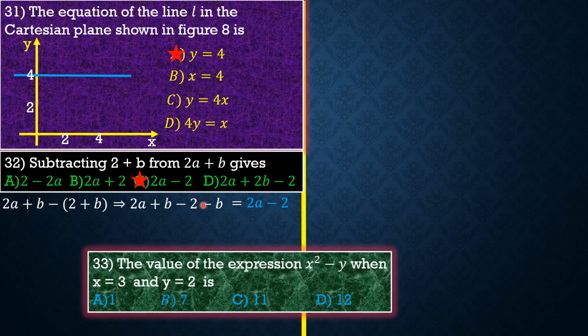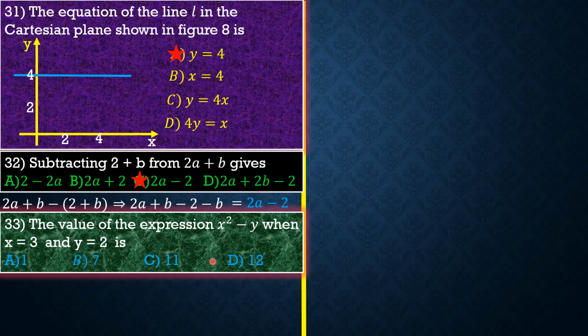Question 33 reads that the value of the expression x squared minus y when x equal to 3 and y equal to 2 is. Okay, guys, let's replace x and y by their values. Replacing x and y, we have x squared minus y. Replacing it, x is 3, so we have 3 squared minus our y is 2, so we are going to have minus 2.